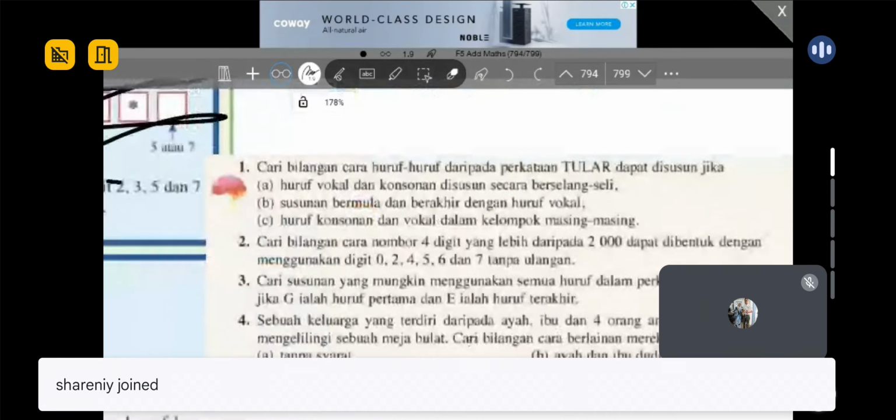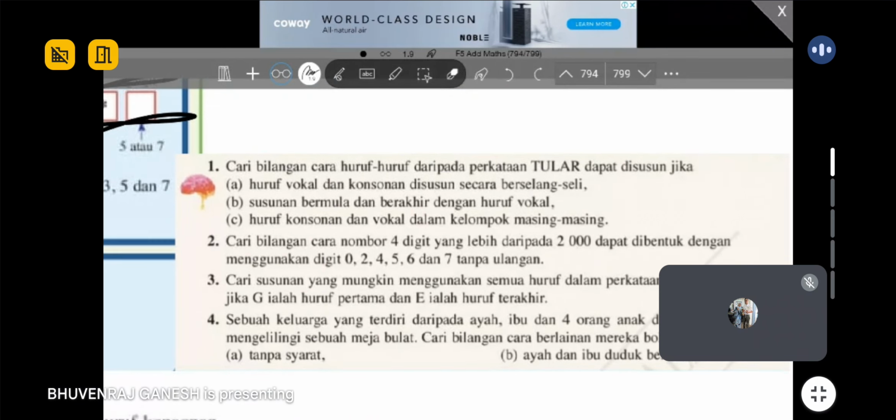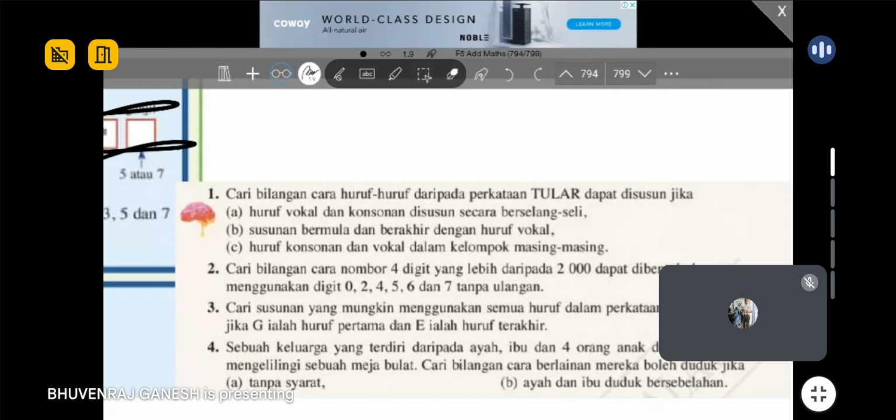Okay, so we try some questions over here. This is like a recap for everything we learned today lah. This is the end of permutation already, basically. Okay, so let us see question number 1. They say that from this word, tula, how many ways I can arrange it with vowel and consonant side by side? Okay, this one a bit interesting. So how should I do this? Means that vowel, consonant, vowel, consonant, vowel, or maybe consonant, vowel, consonant, vowel, consonant. They want to arrange like this. So how many ways I can do it?